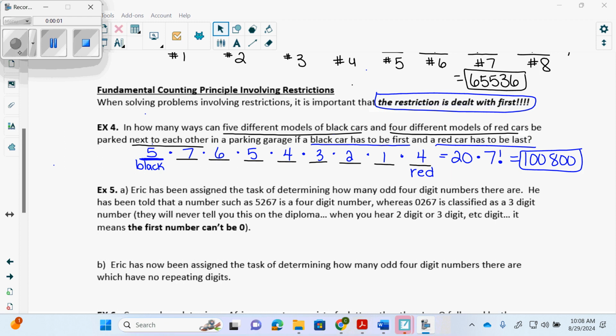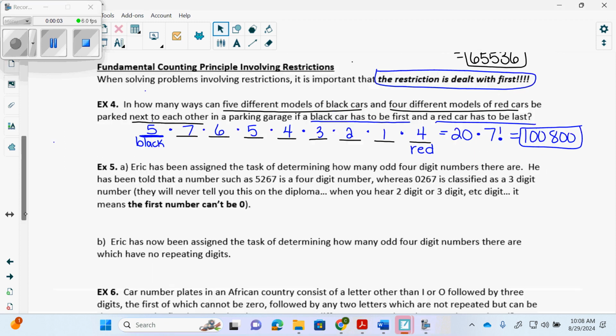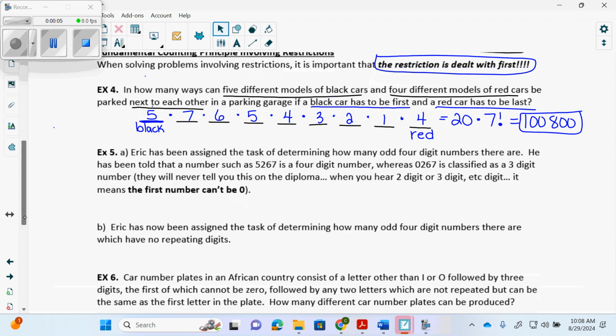So we have here, Eric has been assigned the task of determining how many odd 4-digit numbers there are. Let's talk about odd numbers. When I ask people how do you know if something is odd or even, they'll say odd or even numbers are divisible by 2, which is a true statement, but it doesn't help with the fundamental counting principle. So I'm going to give you numbers, and you're going to tell me if they're odd or even.